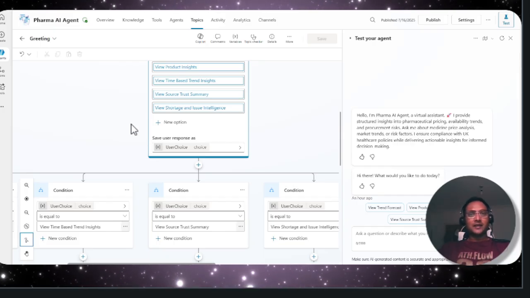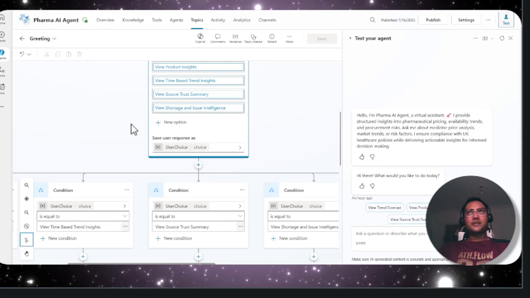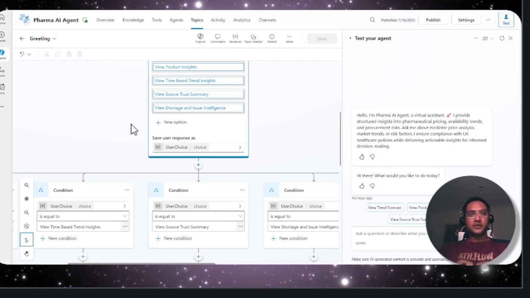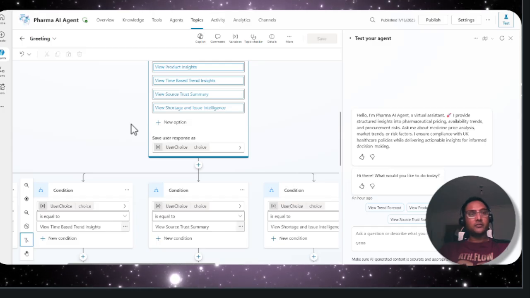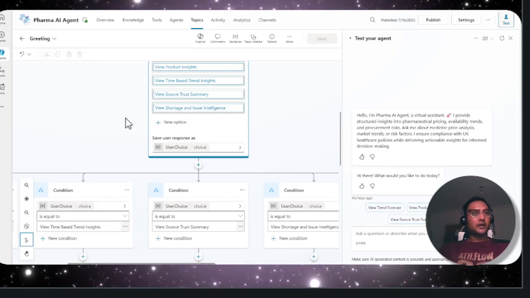Hope you enjoyed this session. It gives a lot more insights into how AI should be used. This is a powerful tool developed by Microsoft.